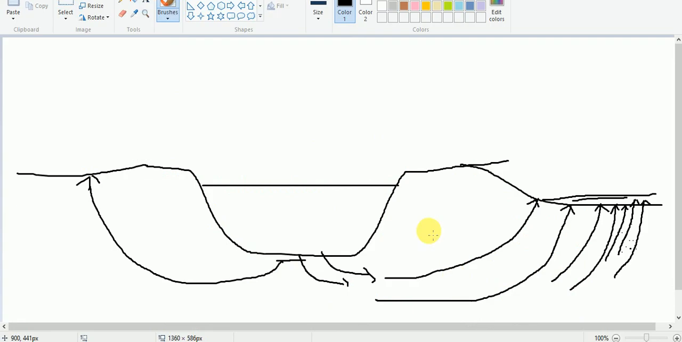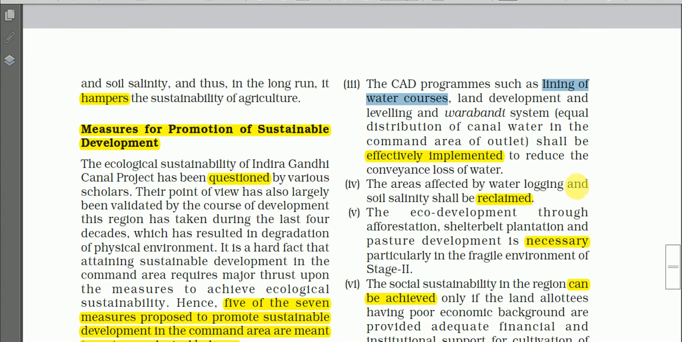Lining means it must be cemented, okay, concrete cement or bricks. Lining of bricks and concrete cement must be done to stop the infiltration. Then land development and leveling must be done, and the warabandi system means equal distribution of canal water in the command area of the outlet. So all this must be effectively implemented to reduce the conveyance loss of water.